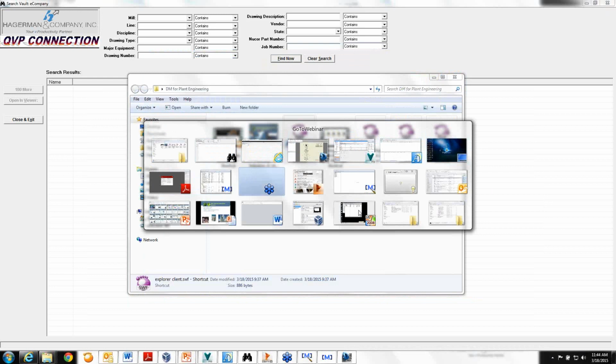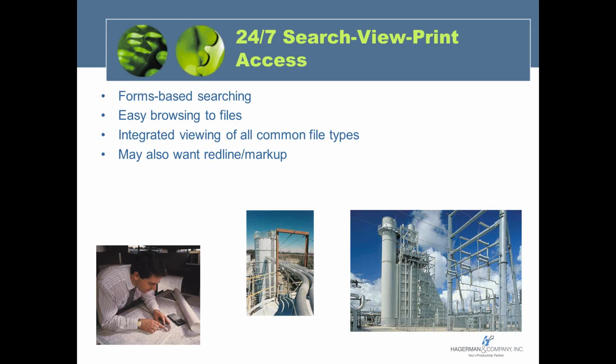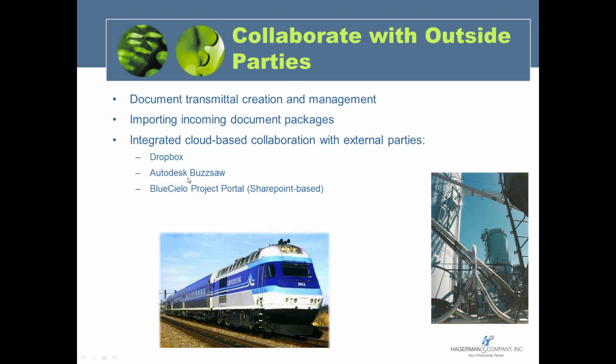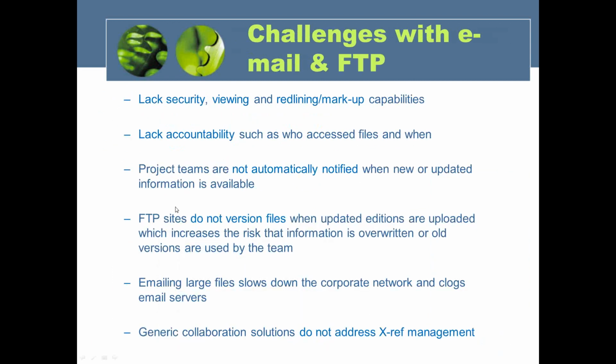Next area I want to focus on is collaboration with outside parties. Some of the features there: document transmittal creation and management, importing of incoming document packages, and integrated cloud-based collaboration with external parties. Some of the options there, of course, there's always Dropbox out there, and then Autodesk Buzzsaw is a specific cloud-based tool that will work with both Autodesk Vault and Synergis Adept. And then BlueCielo has their Microsoft SharePoint-based project portal product.